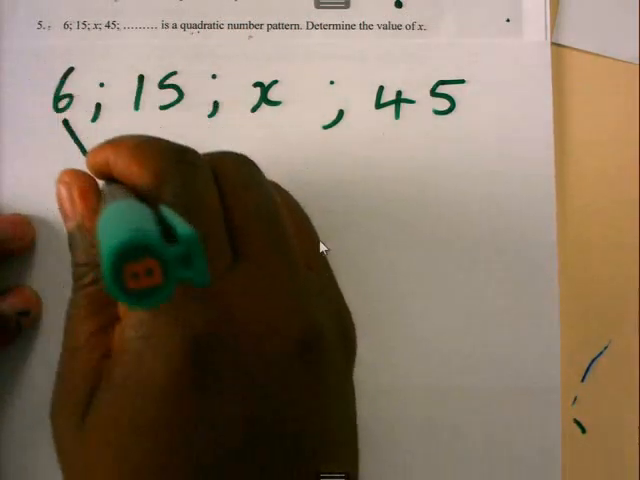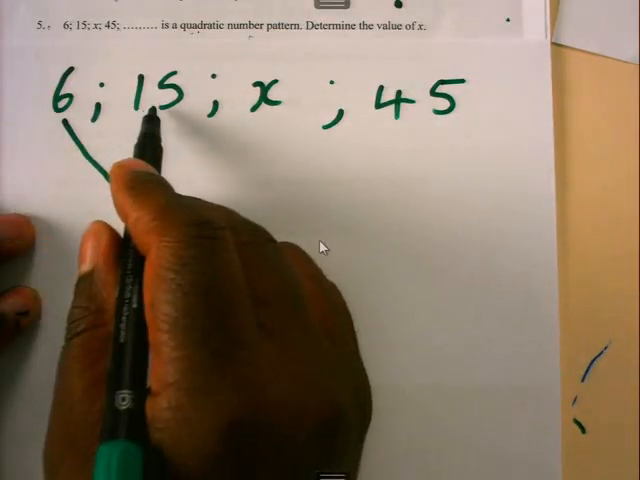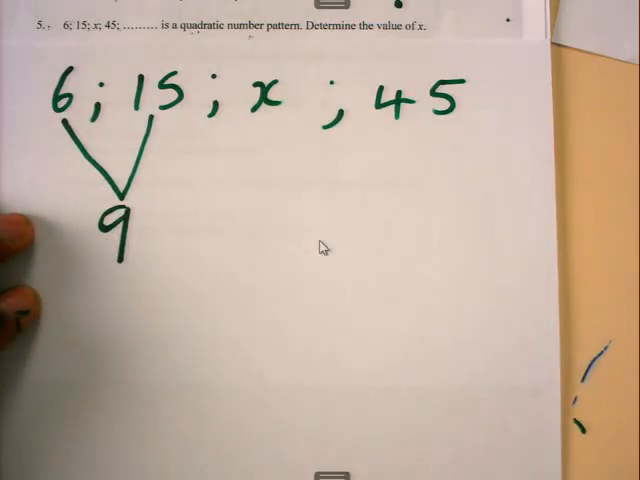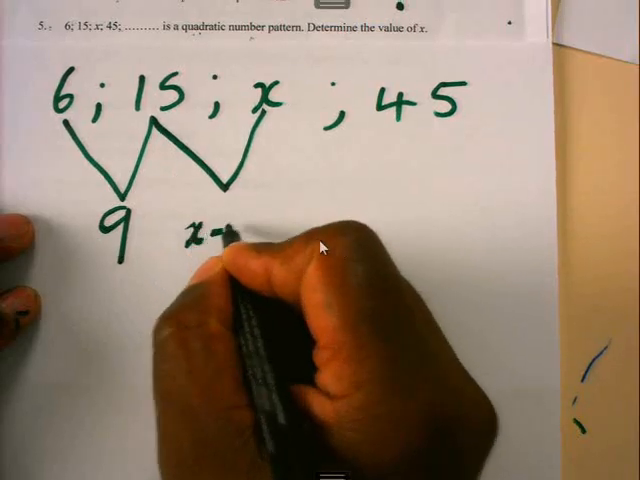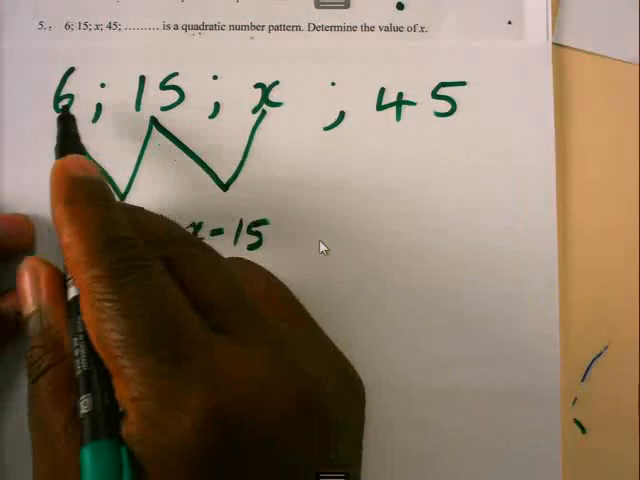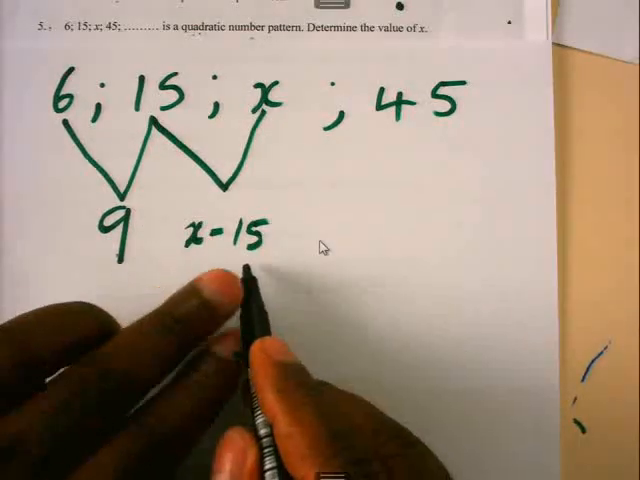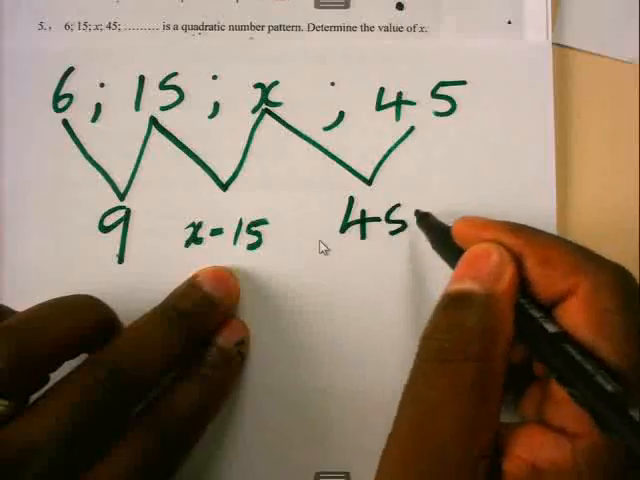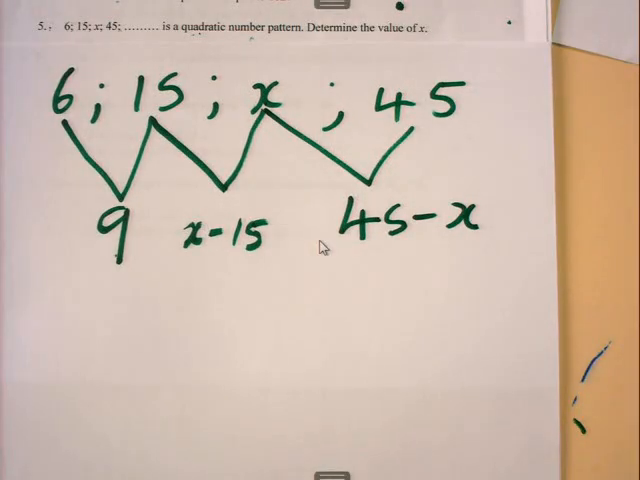Let's determine the first difference. 15 minus 6, you've got 9. That is our first difference. X minus 15, our next term. Then 45 minus x. That is our first difference.